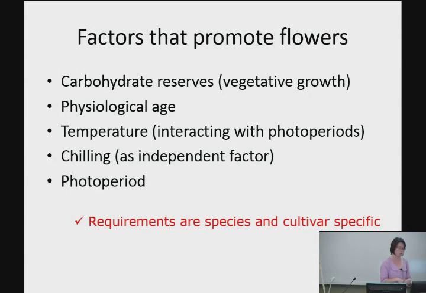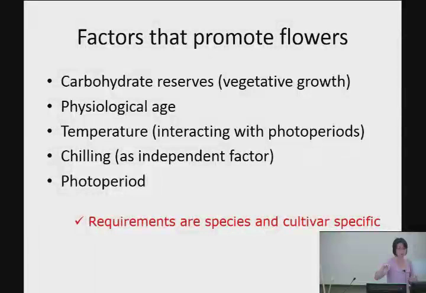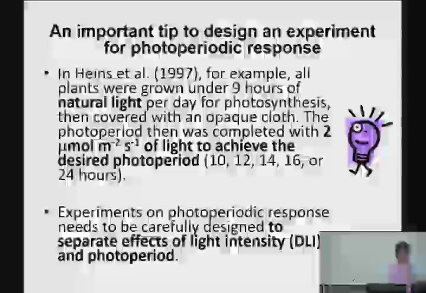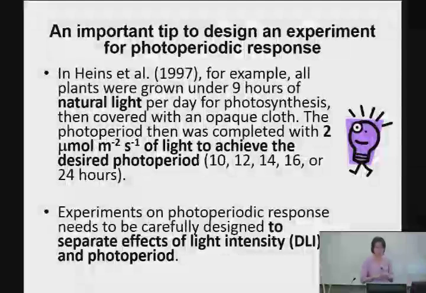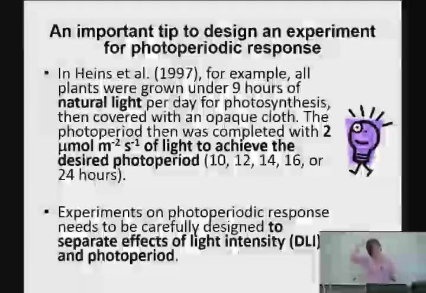And then, yeah, photoperiod effect. So there are multiple factors. Therefore, we need to separate those factors when you test just photoperiodic response. And again, requirements are species and cultivar specific. That's why floriculturists are busy finding out what these new varieties coming up in the market need, and how growers can trigger flowering. So this is quite important information. Not many people understand that.